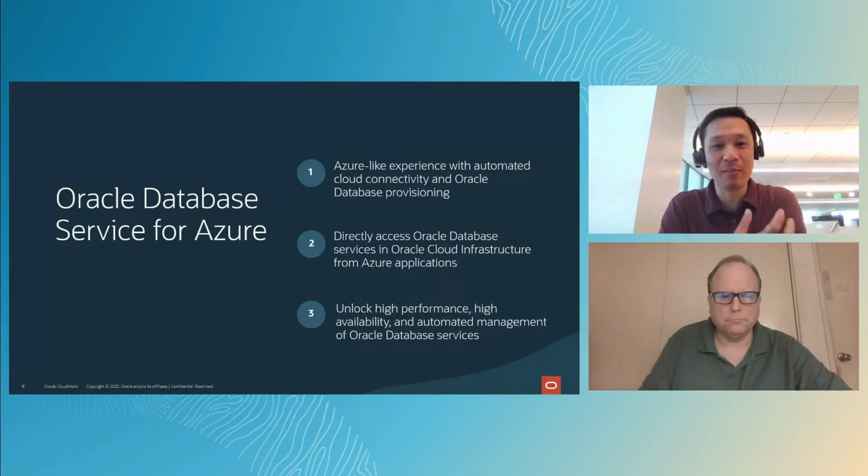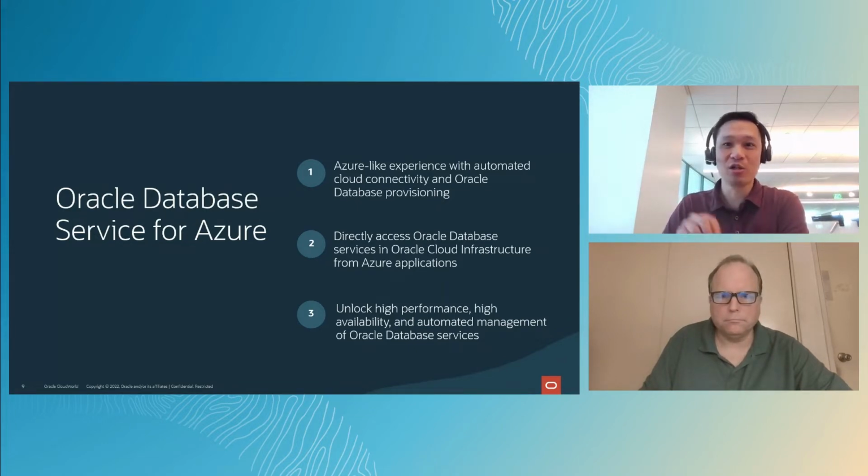And of course, lastly, a benefit is that you get all the high performance, high availability, automated management of Oracle database services, especially if you're using Oracle Autonomous Database. The manageability of that is automated, performance management is automated, patching is automated, so that you don't have to do a lot of the common DBA tasks that were part of a traditional role of maintaining a database. That gets largely automated away, and you can focus on building the business logic in your application. So those are the three key benefits we see that we can bring with this Oracle Database Service for Azure.